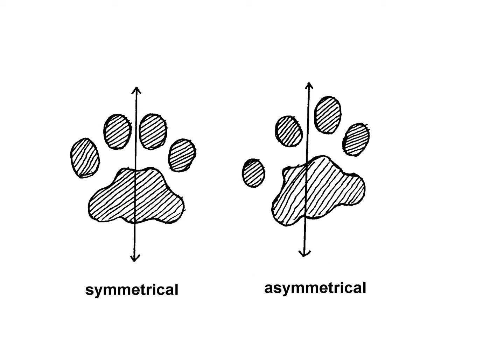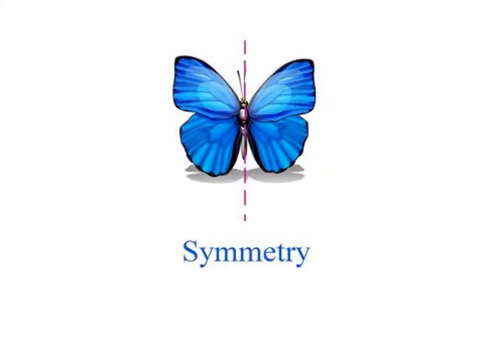Here's an example of a symmetrical paw print versus an asymmetrical paw print. Butterflies are really good examples of symmetry. That purple dashed line that you see, we call that the axis, or the axis line. So if you were to divide this butterfly down the middle, down the axis line, you would have two mirror images. The left side would be the same as the right-hand side. This is symmetry.